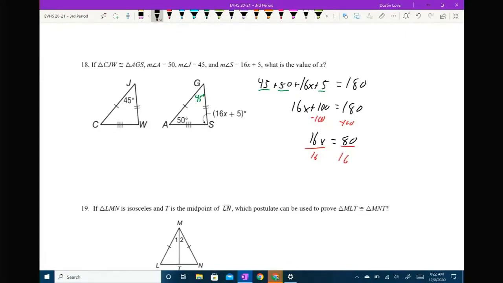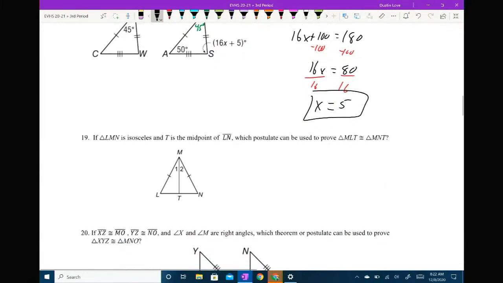And this is going to give me x equals, and I should know that, it's 5. So it's asking us the value of x. So now I am finished. Okay, moving on to number 19.